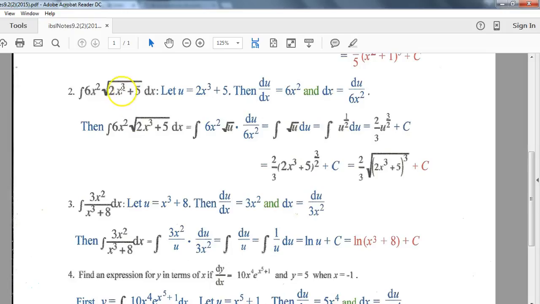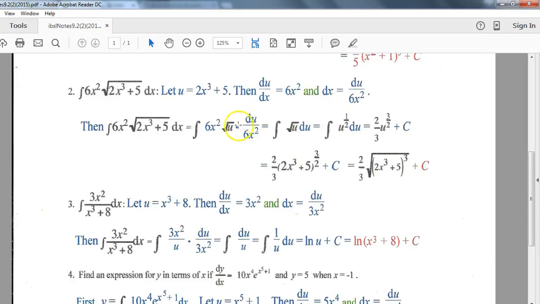With u substitution, we'd say, well, let's let u equal 2x to the third plus 5. So here we are identifying the interior function. Let's take the derivative of this. So we're going to say du with respect to dx is 6x squared. If I solve for dx, I get this look here. And now I can replace dx with that fraction. And I can also replace u with 2x to the third plus 5.